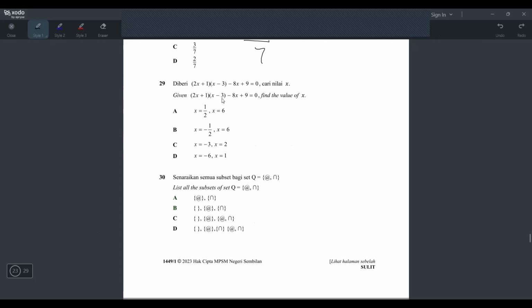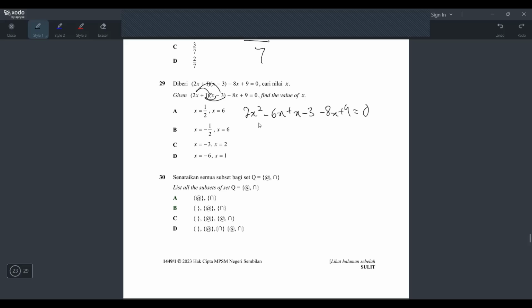Okay, number 29. Given this equals to 0, find the value of x. Okay, first thing first is expand. 2x times x, 2x squared. So it will become a quadratic already. So later you will get two answers. It means later you have to press calculator to get the two answers. Okay, 2x times x, 2x squared. How do you expand this? 2x times -3, -6x. 1 times x, 1x. 1 times -3, -3, and then minus 8x plus 9 equals 0. This is how you expand.